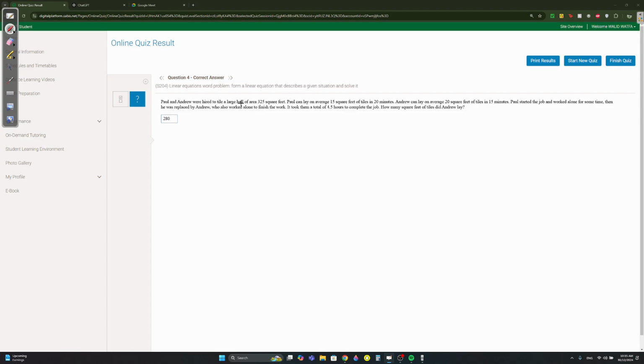Paul and Andrew were hired to tile a large hall of area 325 square feet. So the total area, A total, is 325. Paul can lay on average 15 feet in 20 minutes. So what's his speed? Speed is equal to distance divided by time. The distance here is 15 and the time is 20. This is the speed of Paul. I'm writing all this down because it's going to make things way easier. Andrew can lay 20 feet in 15 minutes, so the speed of Andrew is distance divided by time, 20 over 15.